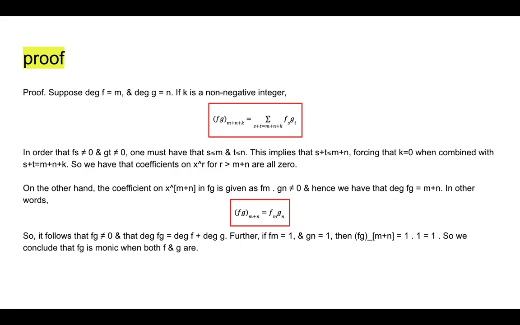Now we come on to the proof of the result that we've stated before. We need to prove that fg is a non-zero polynomial, and we need to prove a lot of other results about the degree.